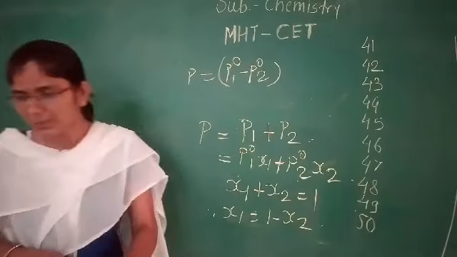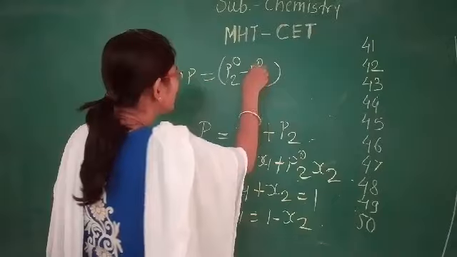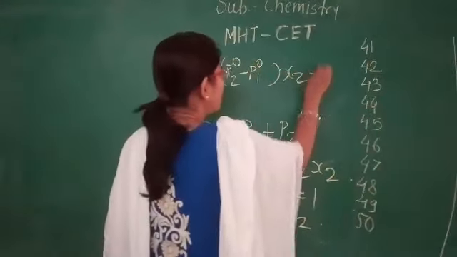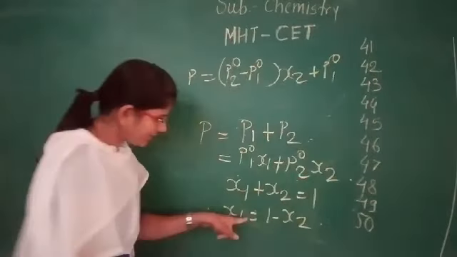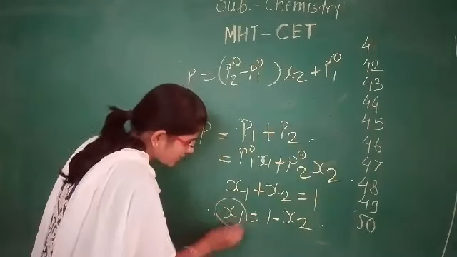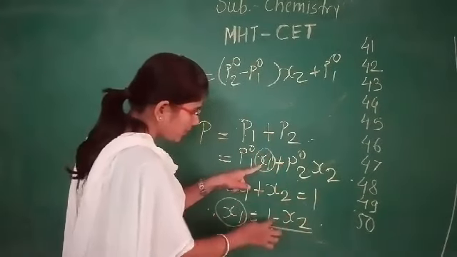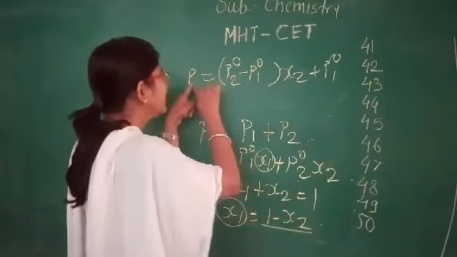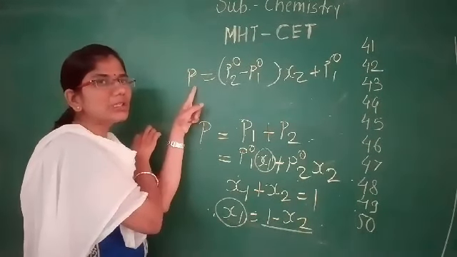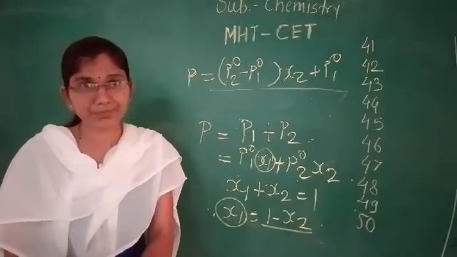Here we get P02 minus P01 times x2 plus P01. The value of x1 is 1 minus x2. If we put the value of x1 here and solve this, we get the total pressure when both the solvents are volatile, the total pressure which is equal to this.